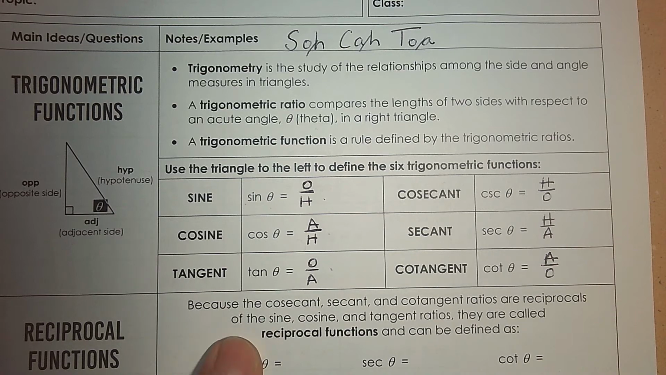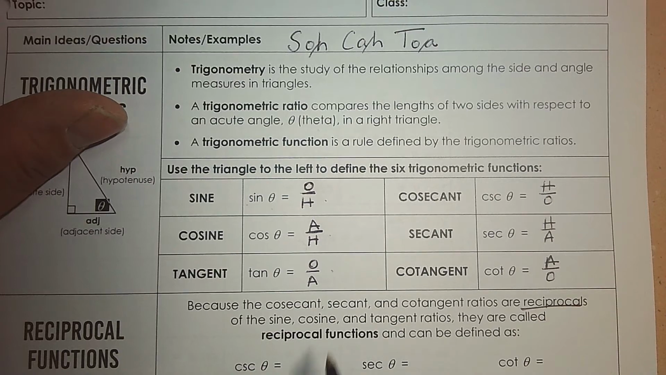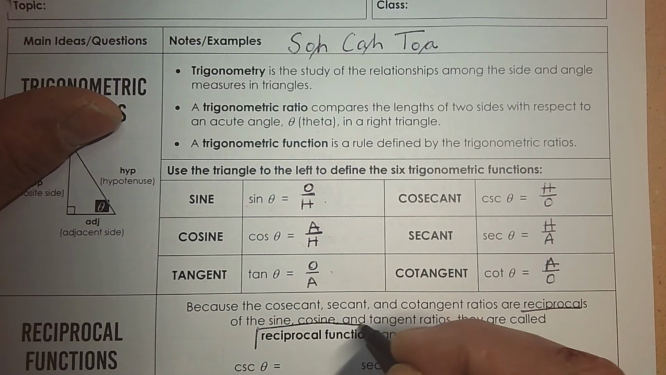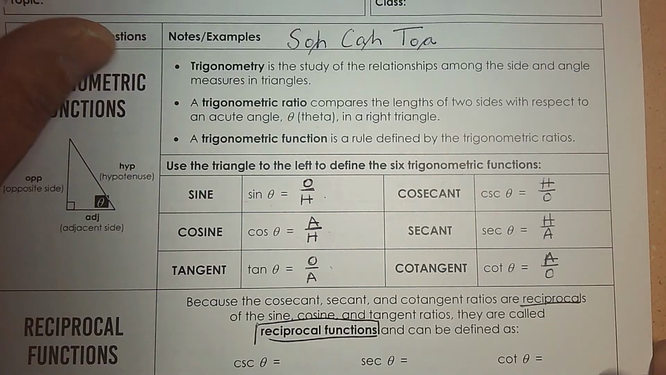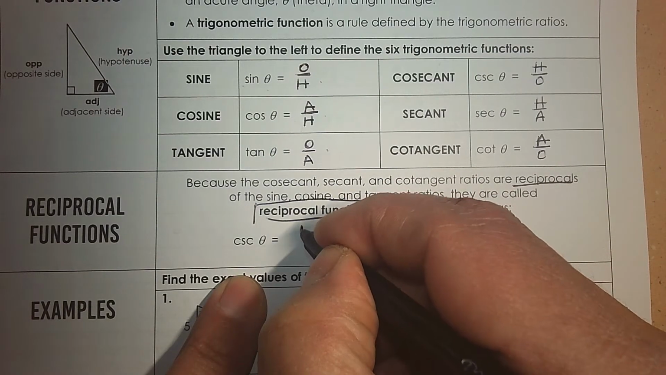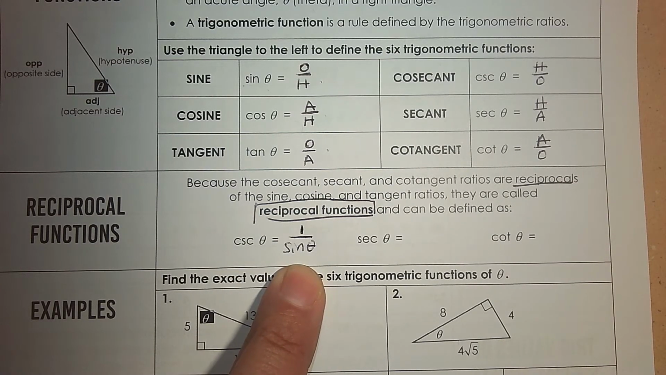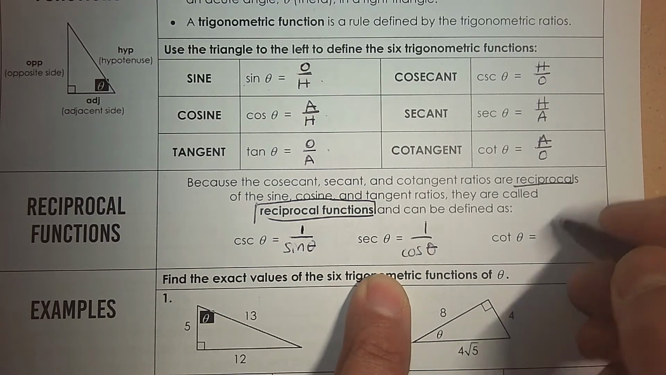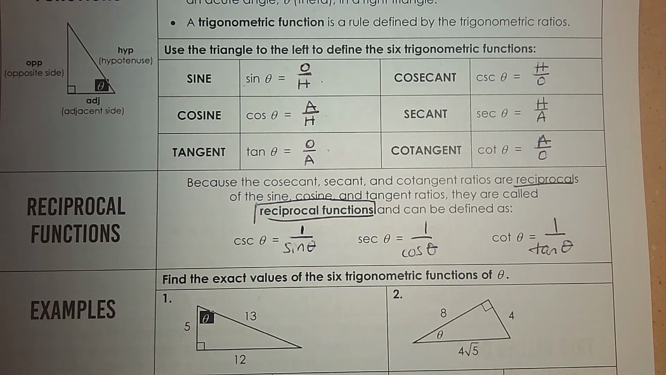Because cosecant, secant, and cotangent ratios are reciprocals of the sine, cosine, and tangent ratios, they are called what type of functions? Reciprocal functions, and they can be defined as follows. A way to recognize reciprocal is you write down 1 over. So 1 over sine, 1 over cosine, 1 over tangent are ways to write down that they are reciprocals. So when we go 1 over something, that means reciprocal.